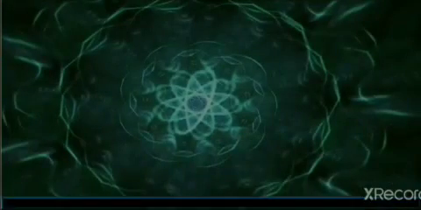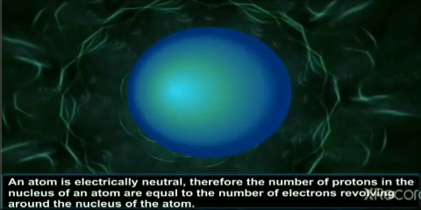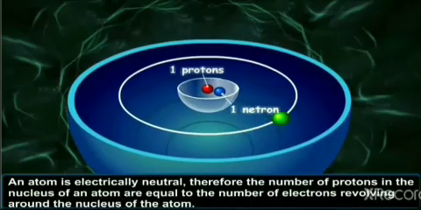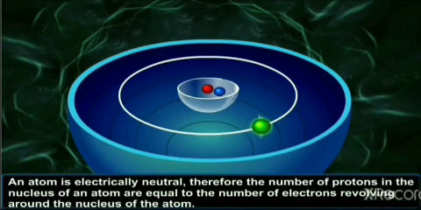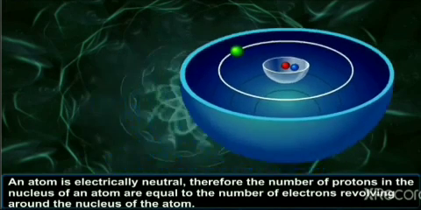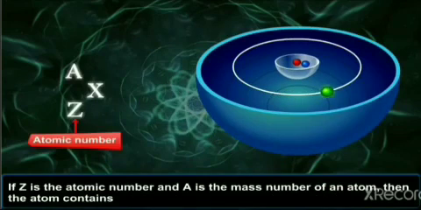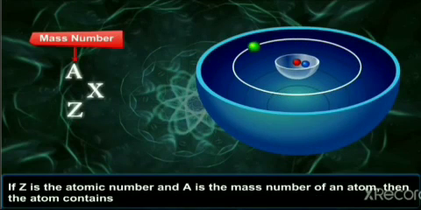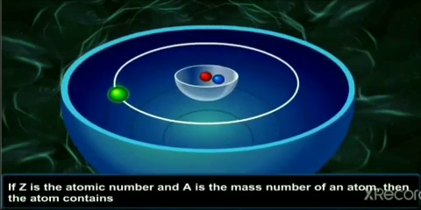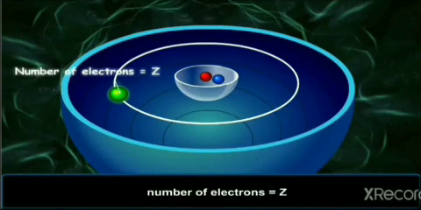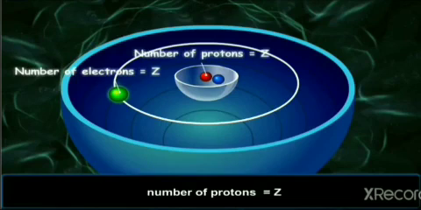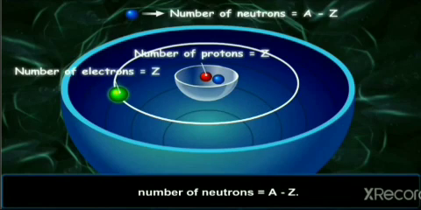Model. An atom is electrically neutral, therefore the number of protons in the nucleus of an atom is equal to the number of electrons revolving around the nucleus of the atom. If Z is the atomic number and A is the mass number of an atom, then the atom contains number of electrons equal to Z, number of protons equal to Z, number of neutrons equal to A minus Z.